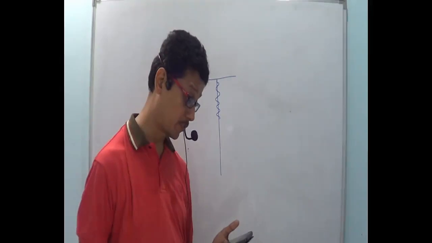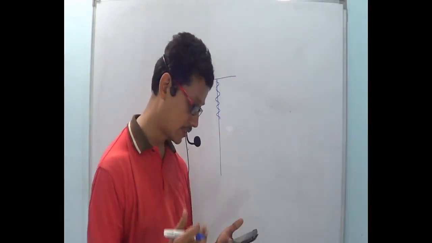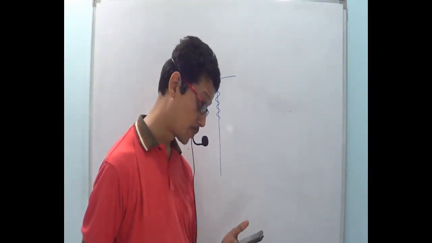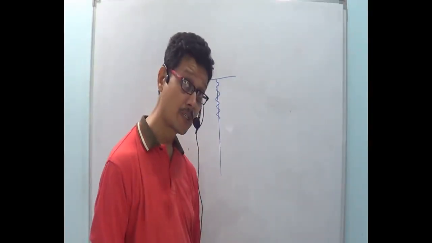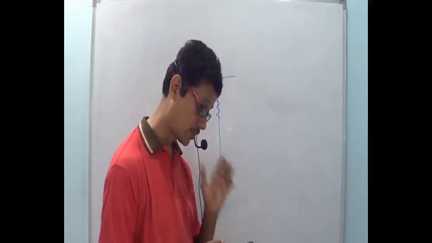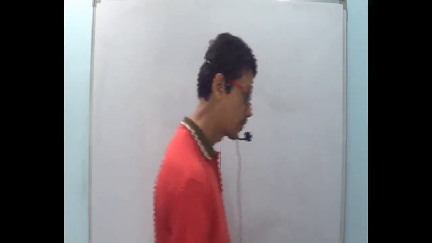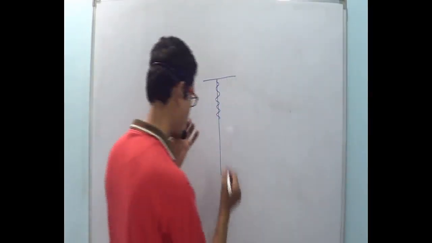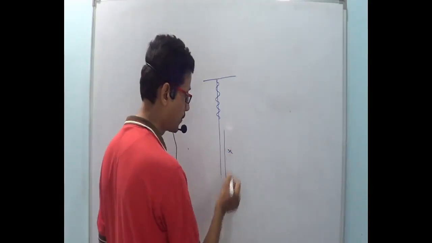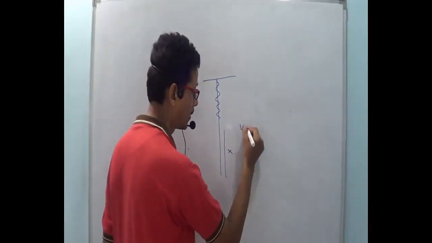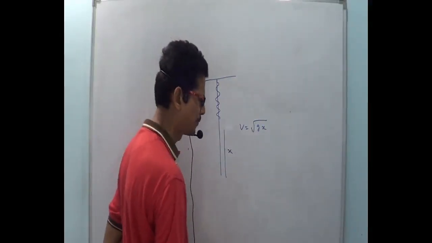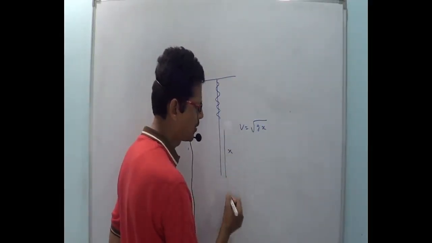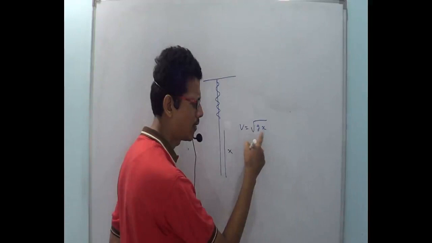Speed of the pulse decreases with increasing rate as the pulse moves down. Speed of the pulse increases with constant rate. Speed of the pulse is increasing at constant rate as the pulse moves down. These are the options. First of all, we know this: if this distance is x, the speed of the pulse is root gx. The speed of the wave pulse comes from root of T by mu.